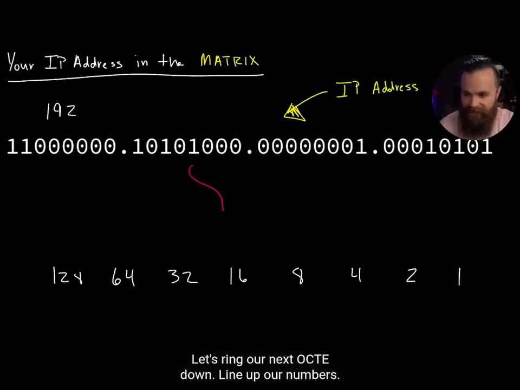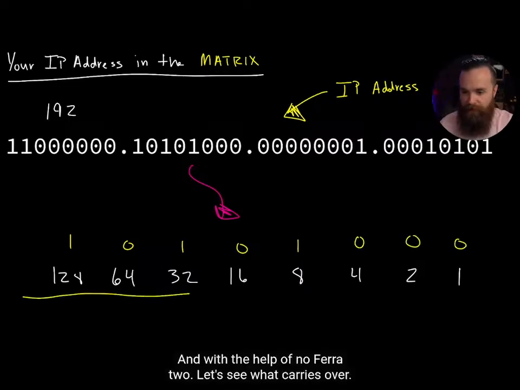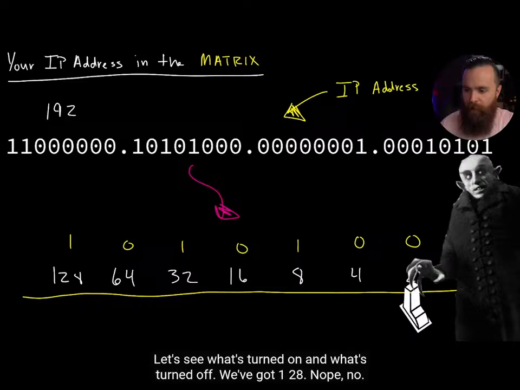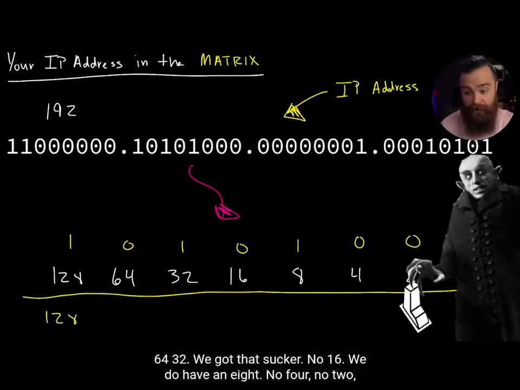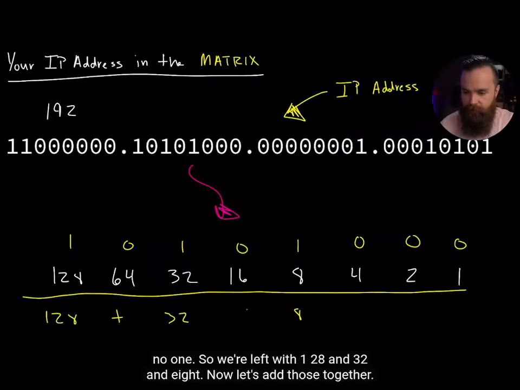Let's bring our next octet down, line up our numbers. 1, 0, 1, 0, 1, 0, 0, 0. And with the help of Nosferatu, let's see what carries over. Let's see what's turned on and what's turned off. We've got 128. Nope, no 64. 32, we got that sucker. No 16, we do have an 8. No 4, no 2, no 1. So we're left with 128 and 32 and 8.